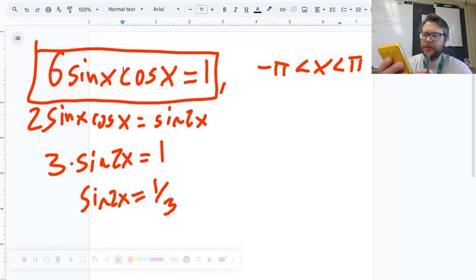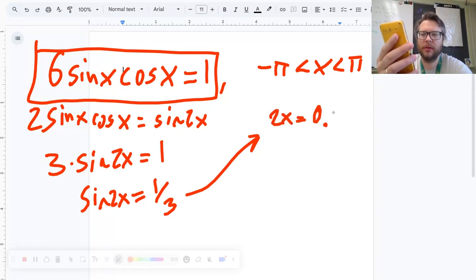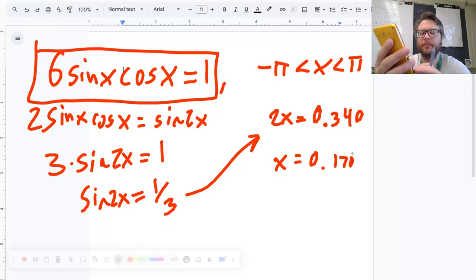That's not a special unit circle one, so I'm just going to use my inverse on here. Sine inverse of 1/3, just like that. So now I know that one of my solutions is when 2x is equal to 0.340, if I round it. So one of my solutions is, divide by 2, x equals 0.170. Okay, but that's only one of my solutions.